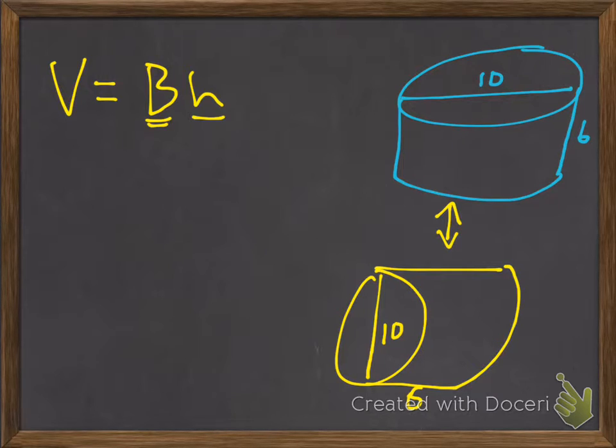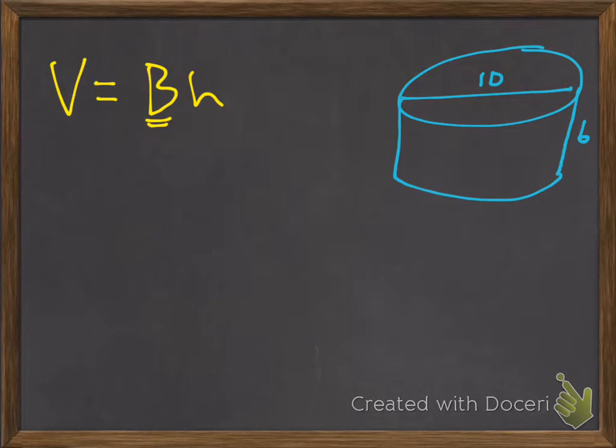The height of a prism is the distance between the bases. From base to base, that's the height. Those are the two big concepts of today's lesson. Capital B is area of the base. Height in terms of volume of a prism is the distance between the bases. Once we understand that, we're ready to start working.